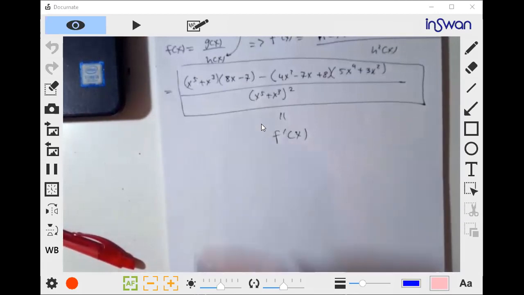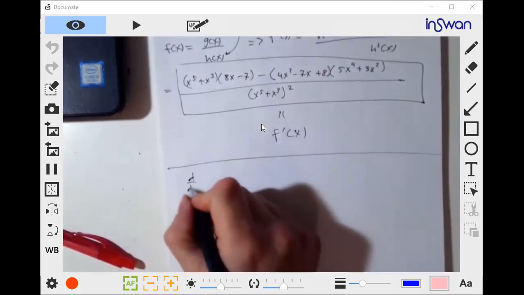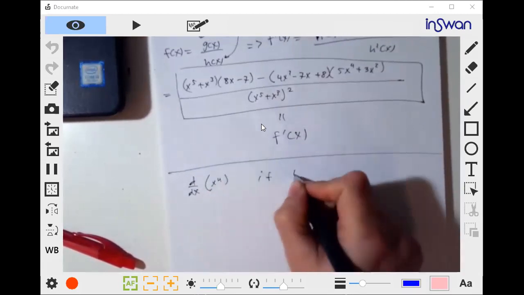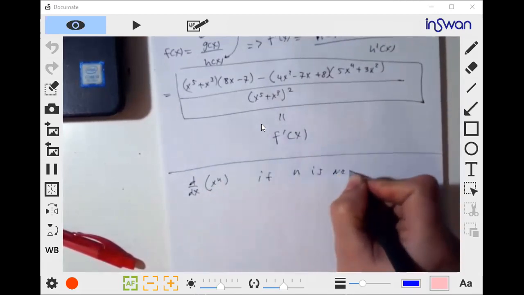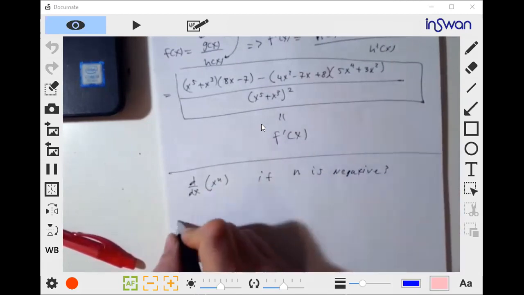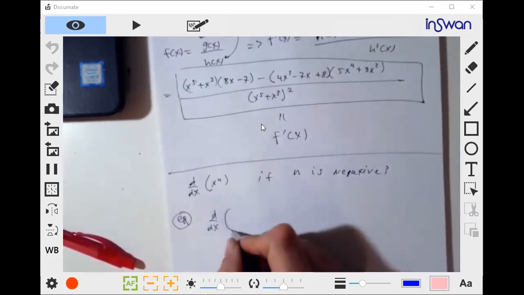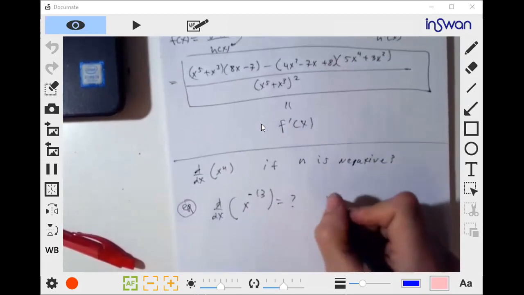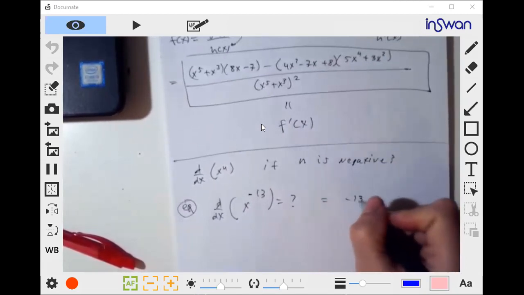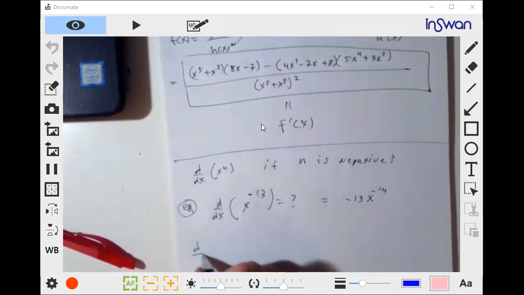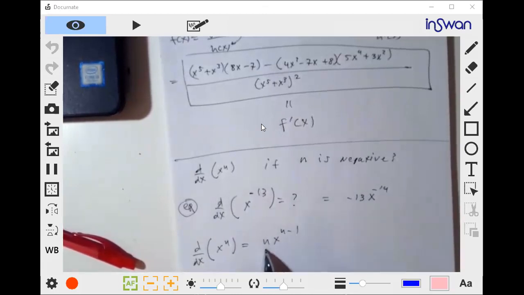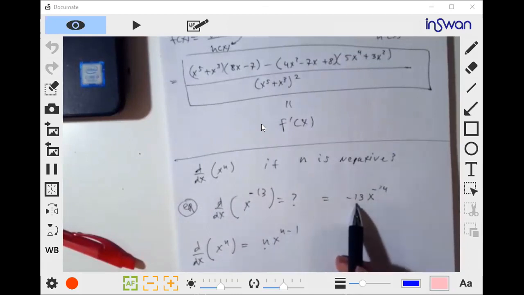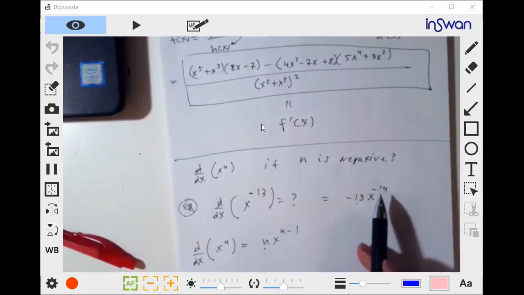All right. So what about d dx of x to the n if n is negative? So for example, what is the d dx of x to the negative 13 equal to? Quite simply, that's just equal to negative 13 x to the negative 14, because it's still adhering to the power rule, where you bring the power down and you subtract that power by 1. We brought the power down and subtracted negative 13 by 1, which gives us negative 14.